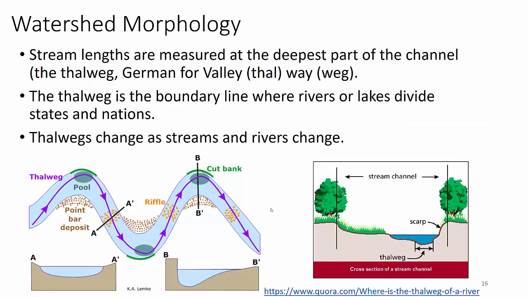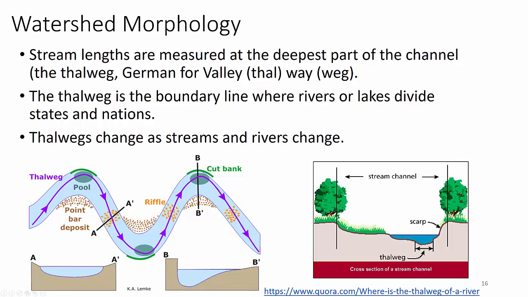As we talk about water morphology, it's time to start learning about streams. Stream lengths are measured by the deepest part of the channel, the Thalweg, or German for valley way. The valley way is the boundary line where rivers or lakes divide nations and states. So if Oklahoma and Texas are divided by the Arkansas River, the Thalweg is what defines what's Texas and what's Oklahoma. Thalwegs change as streams and rivers change, however, which makes them difficult sometimes because nobody likes to lose land.